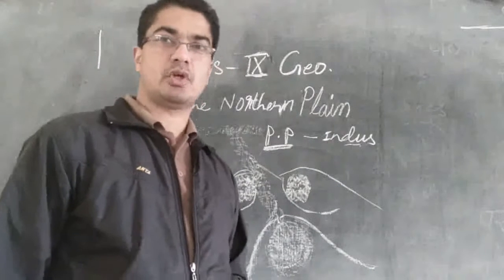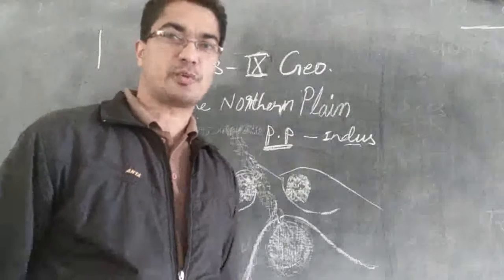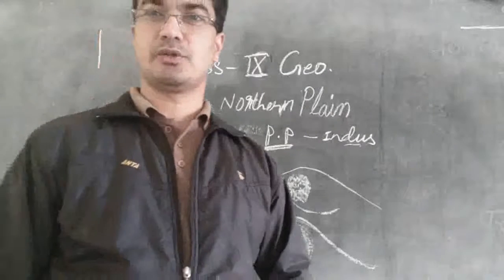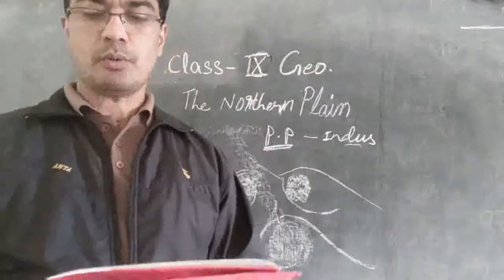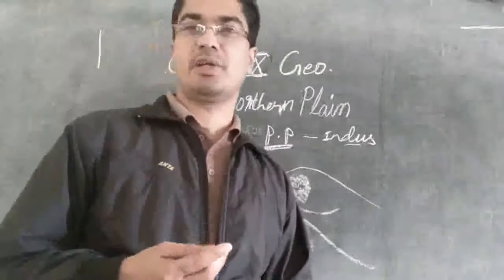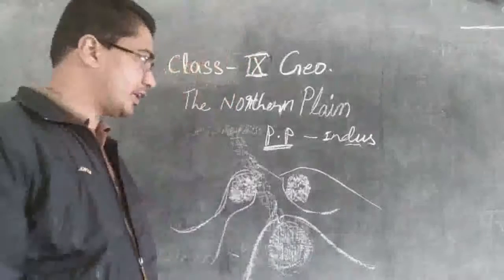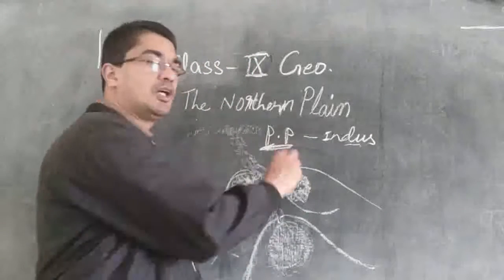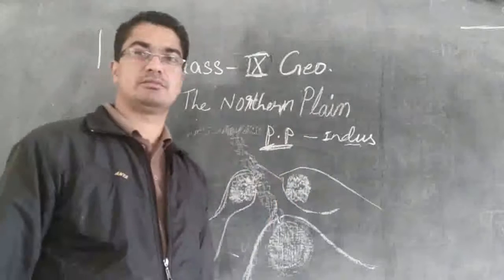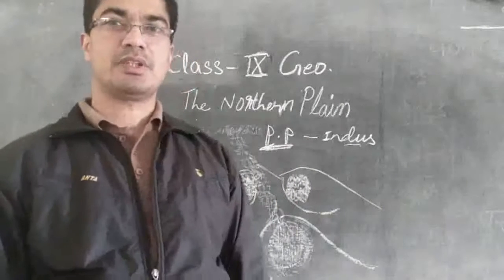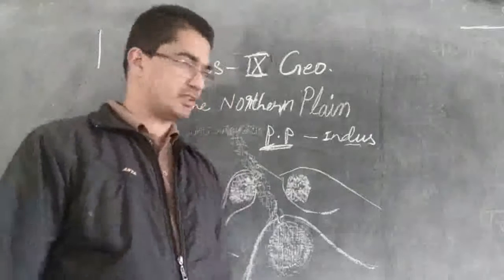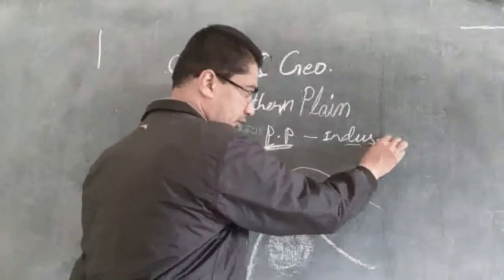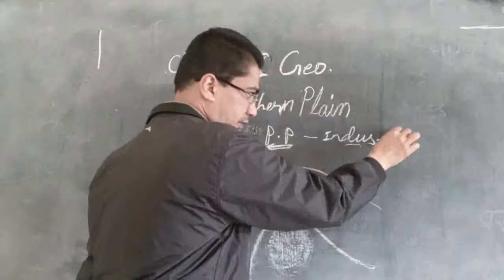You know what is the meaning of doab? It is formed by 2 words. Do means 2. Ab means water. So 2 waters, that is the meaning. In the same way, imagine what will be the meaning of Punjab. Ab means water. Then Panch means 5 waters. That's what we talk about, Indus and its 5 tributaries.